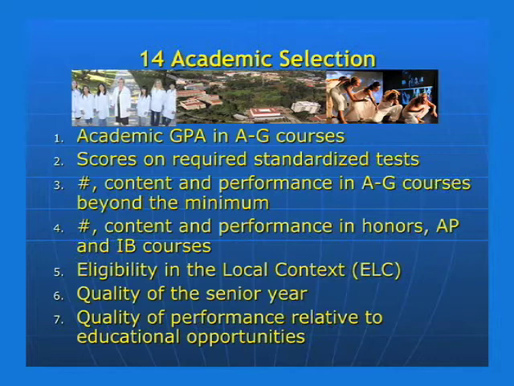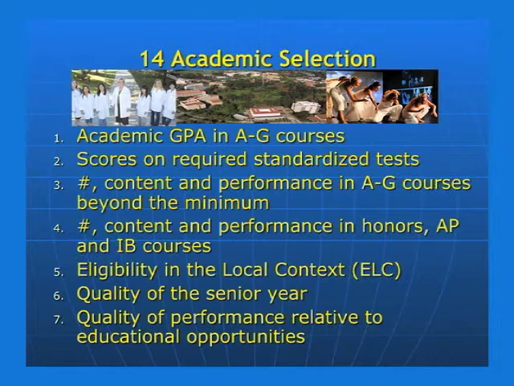Now that we know about what comprehensive review tells us, let's look a little deeper into each of the 14 academic selection criteria. Number 1, academic GPA in A through G courses. 2, the scores on required standardized tests. For UC admissions, we require that students complete the SAT reasoning or ACT plus writing test, and in addition, complete 2 SAT subject tests in 2 different subject areas. 3, the number, content, and performance in the A through G courses beyond the minimum that are required for UC eligibility. Number 4, the number, content, and performance in honors, AP, and IB courses.